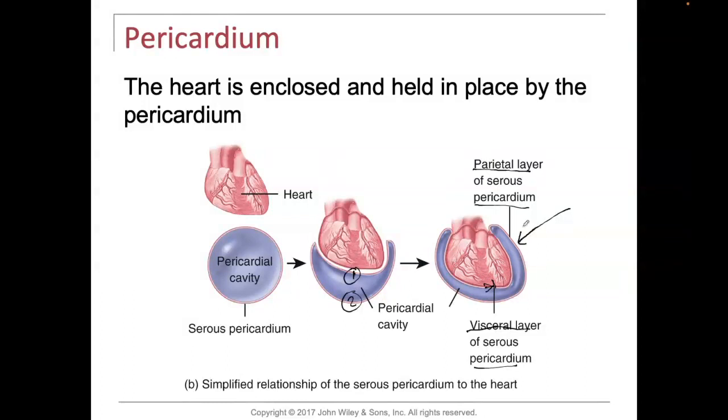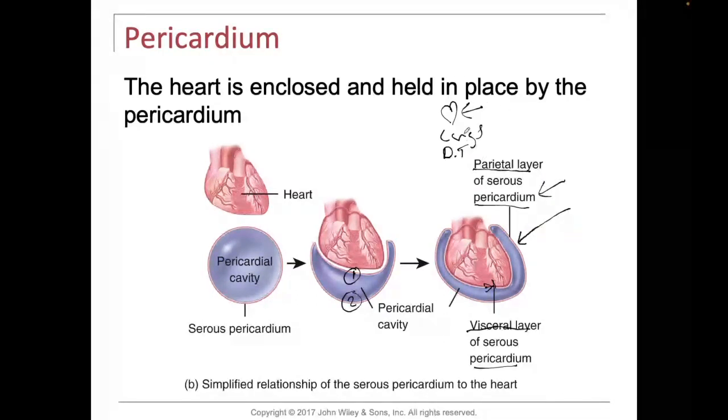Okay, now this concept was probably taught in A&P 1, where there was a visceral layer and parietal layer around the heart, around the lungs, and around the digestive tract. When it was around the heart, we called it the visceral and parietal pericardium. When it was around the lungs, we called it the visceral and parietal pleura. When it was around the digestive tract, it was the visceral and parietal peritoneum.